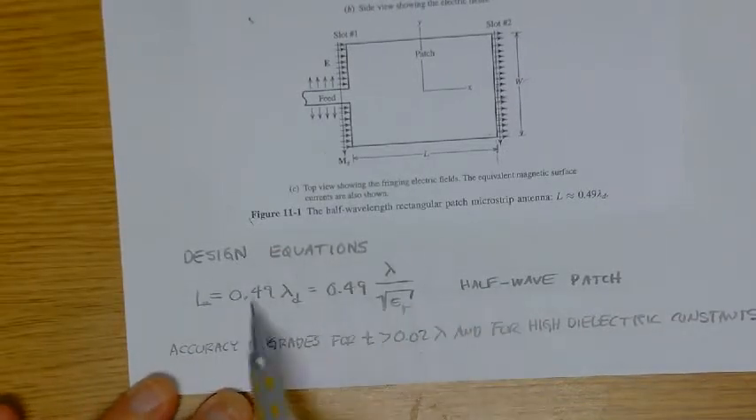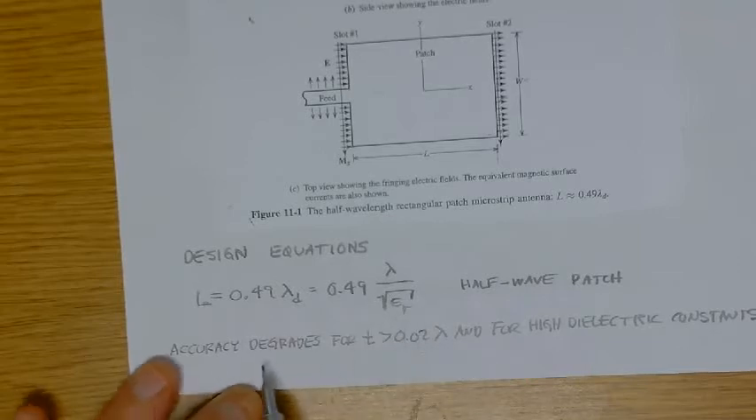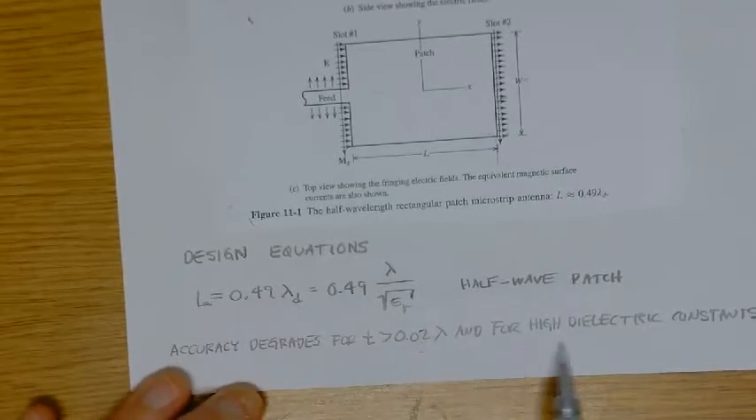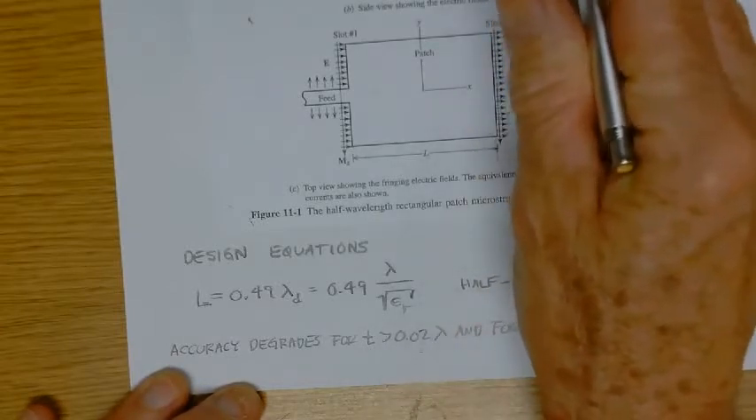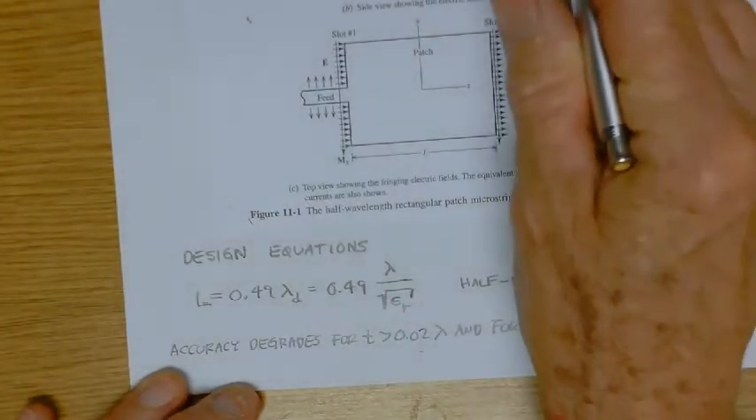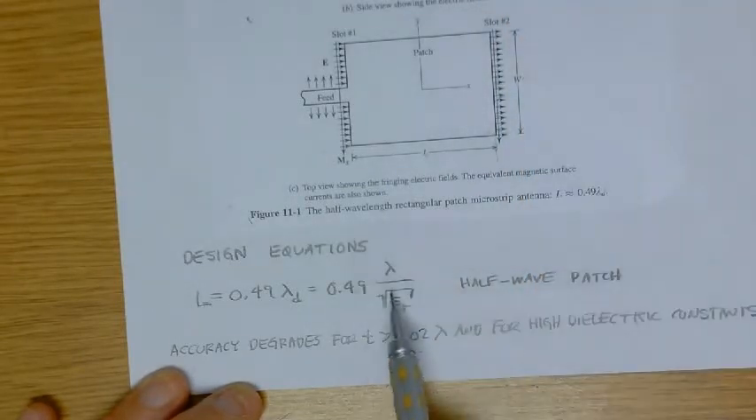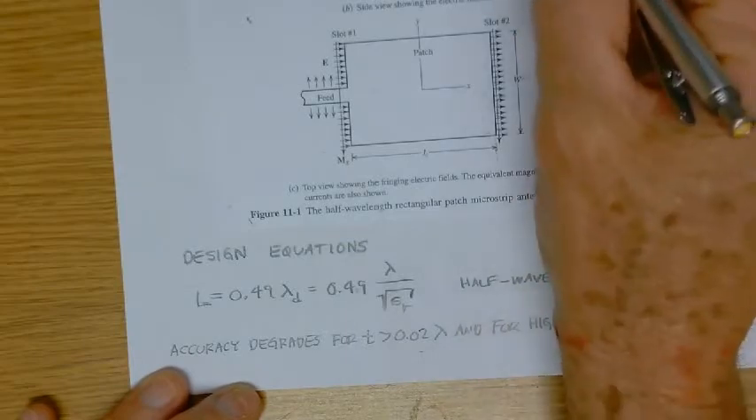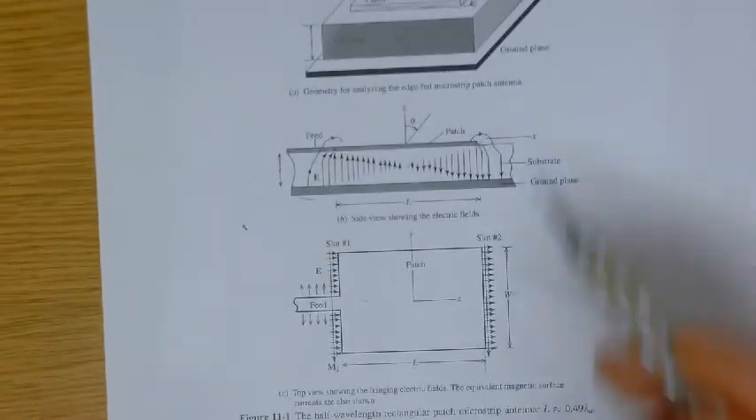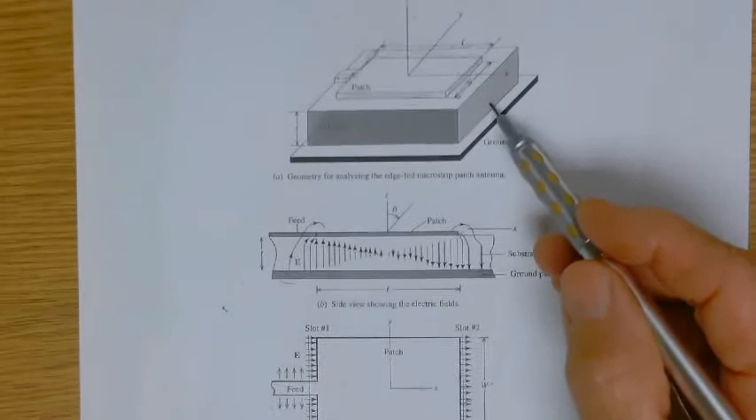And so this formula is pretty good, right? It's just a quick back of the envelope formula. And this thing degrades if the patch becomes too thick. The patch is typically a small fraction of a wavelength thick. The formula also degrades for high dielectric constants, for the substrate being a high dielectric constant.